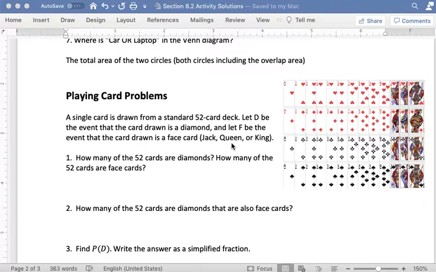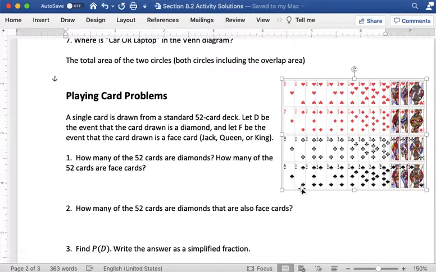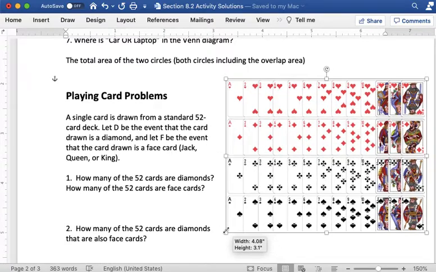In this video, we're going to go through some playing card problems. So we have our standard 52 card deck. There's a picture of it here in case you're not too familiar with it. You can make the picture bigger if you need to.